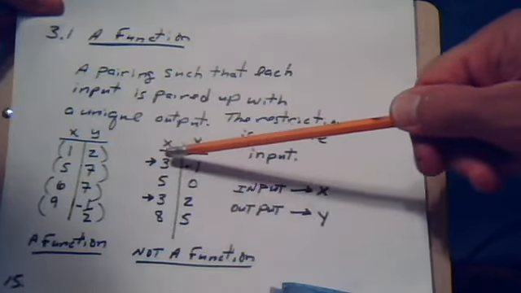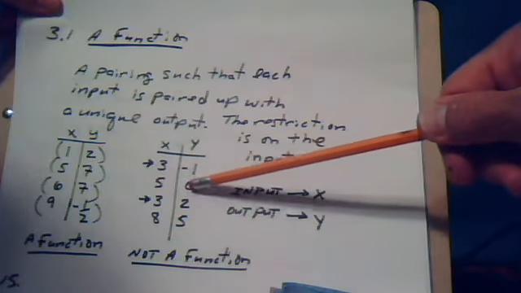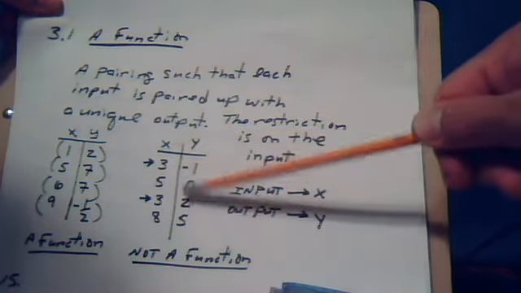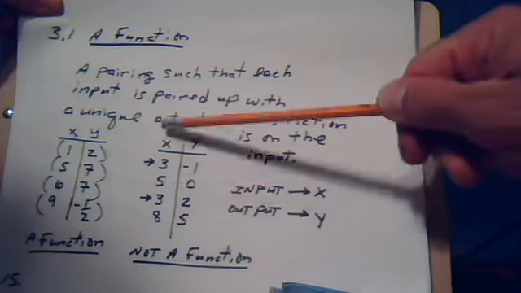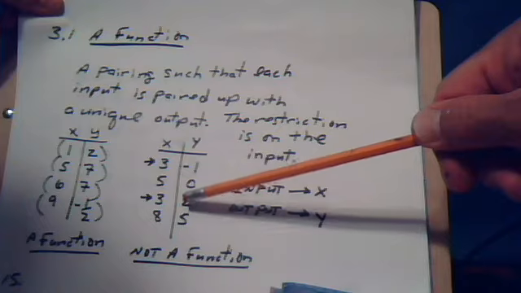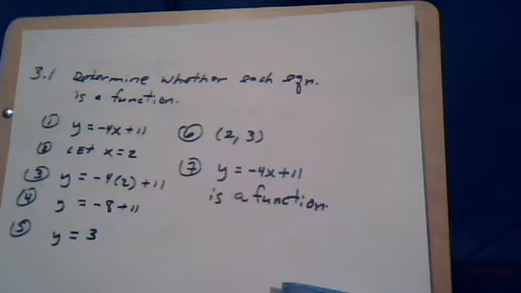Notice this one, that's not a function. This one's not a function because the 3 led us to negative 1, 5 led us to 0, and then 3 led us to a different output than it had led us before. So since one x is paired up with 2 different y's, it's not a function. The restriction's not on the y. Notice the restriction's on the x for a function.